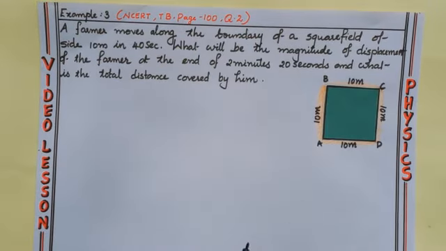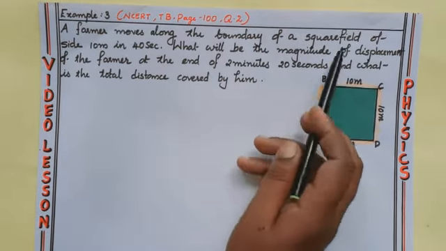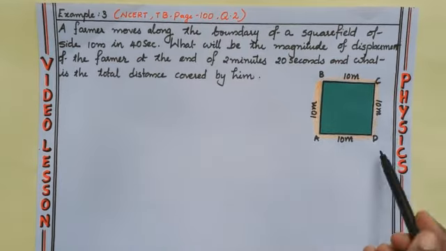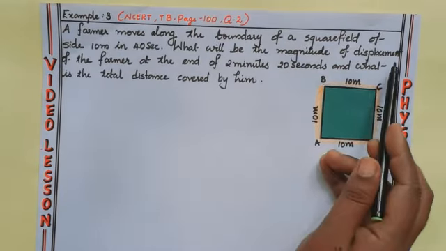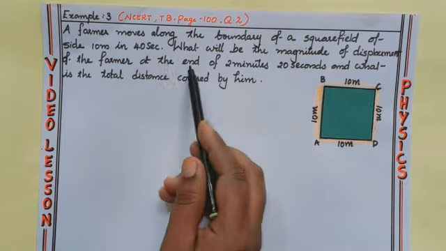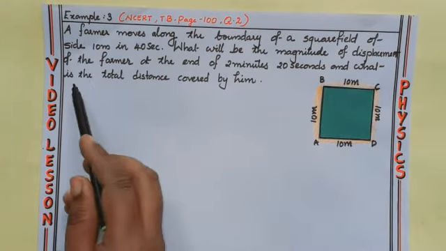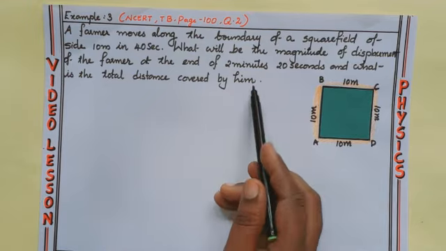A farmer moves along the boundary of a square field of side 100 meter in 40 seconds. Then what will be the magnitude of displacement of the farmer at the end of 2 minutes 20 seconds, and what is the total distance covered by him?